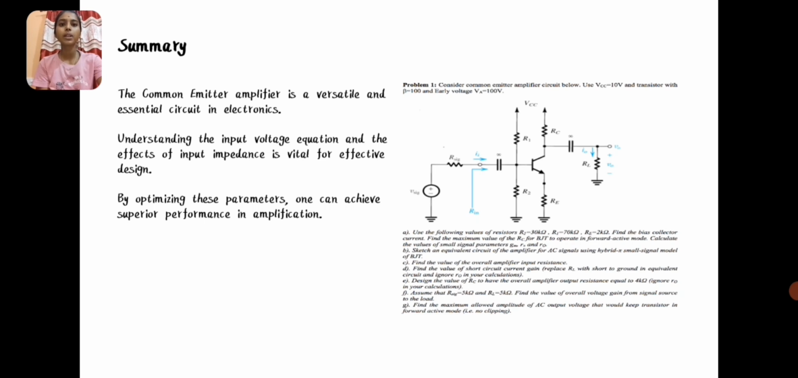Summary of this topic: the common emitter amplifier is a versatile and essential circuit in electronics. Understanding the input voltage equation and the effects of input impedance is vital for effective design. By optimizing these parameters, one can achieve superior performance in amplification.